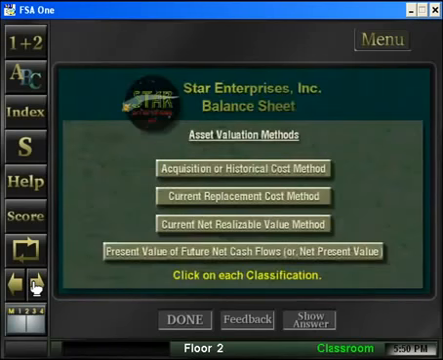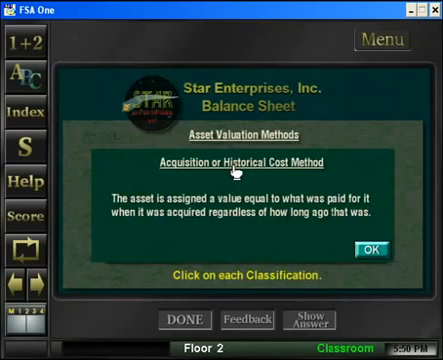Now that you know what an asset is, let's move on to how an asset is valued on the balance sheet. There are several methods of asset valuation. Acquisition or historical cost method. The asset is assigned a value equal to what was paid for it when it was acquired, regardless of how long ago that was.